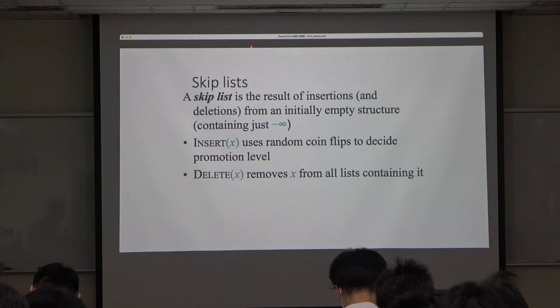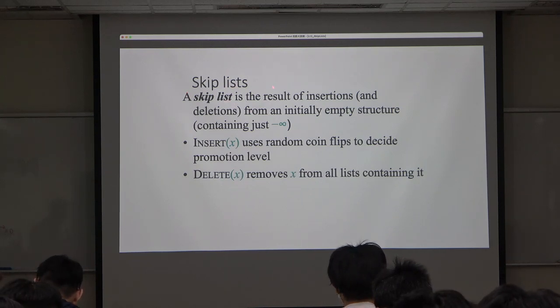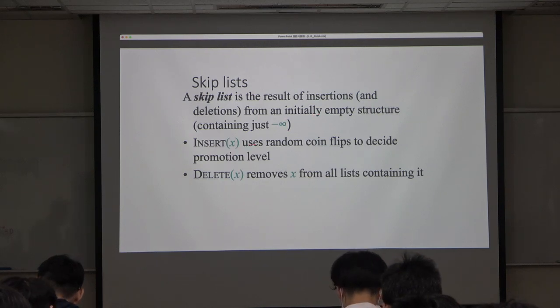So now we can formally define the skip list. The skip list is the result of insertions from an initially empty structure. When we say empty, it contains just a negative infinite. So insert X: use a random coin flip to decide the promotion level. And delete X: remove X from all lists containing it.